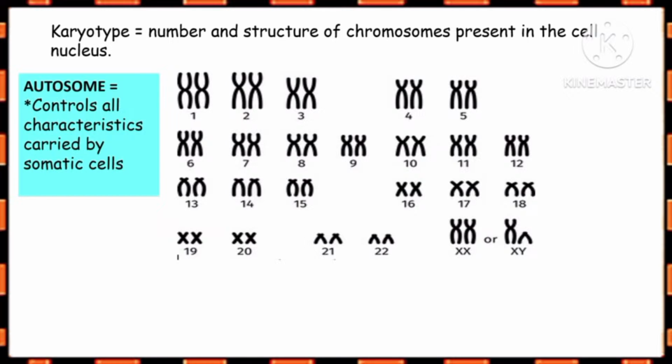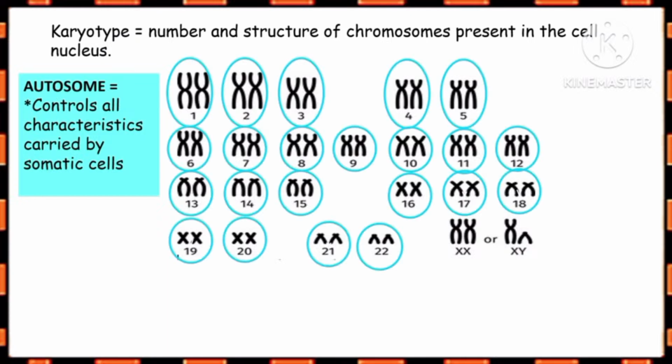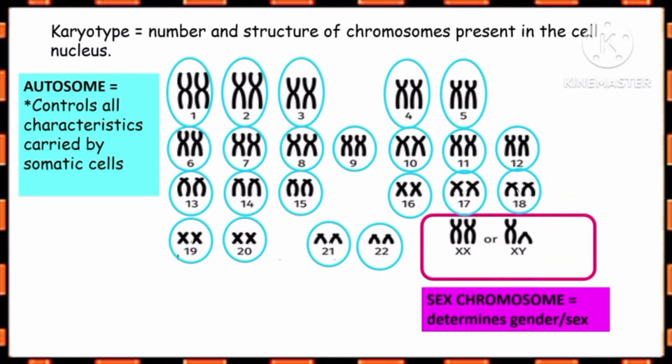Autosomes control all the characteristics carried by the somatic cell. So these are all known as autosomes. How about the last pair? The last pair is known as the sex chromosomes. It determines the gender or the sex of the organism.